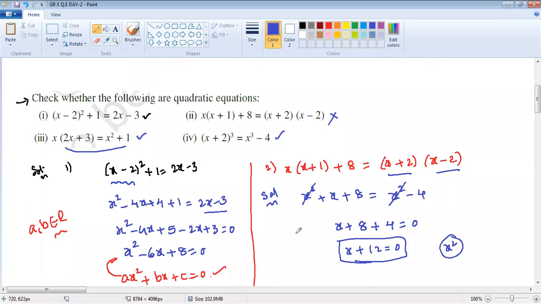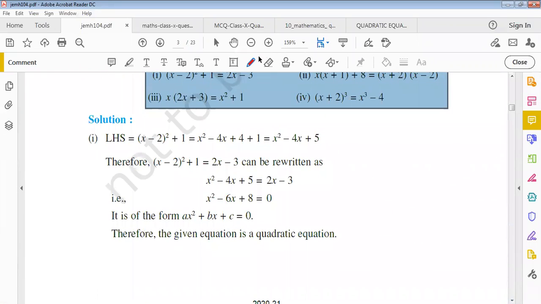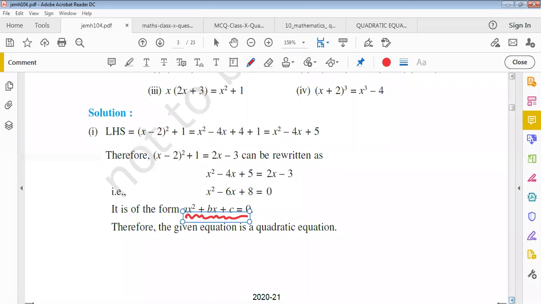Clear? So now come back to the textbook. See what we have learned from here: check whether the following are quadratic equations or not. We try to do the simplification and bring it to the form of ax square plus bx plus c is equal to 0. If we fail to bring it to that form, then we can conclude that the given equations are not quadratic equations.